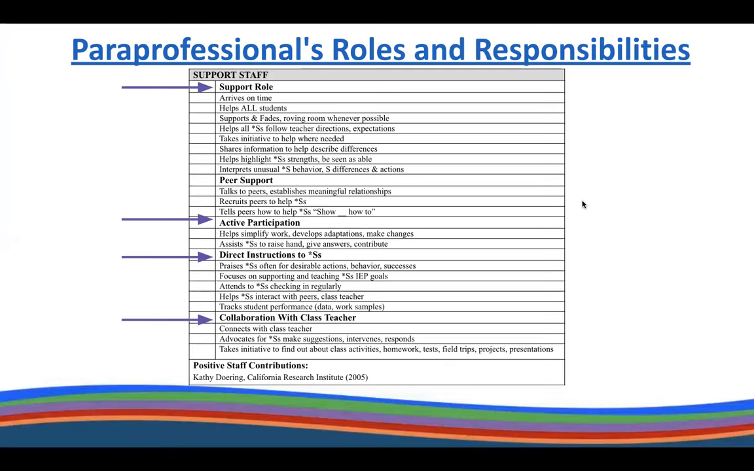In terms of how this module connects to your roles and responsibilities as a paraprofessional, we know that UDL has implications and applications across all areas of schooling, so the module includes elements that relate to all areas of your role, including how you support students, how you support peer interaction, how you support the active participation of students with disabilities or the direct instruction of students with disabilities, and your collaboration with class teachers.